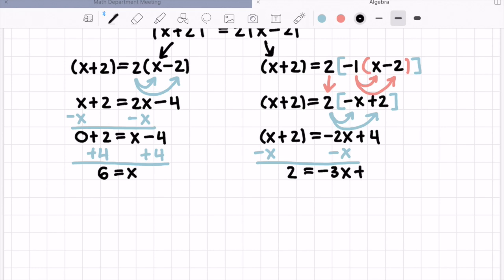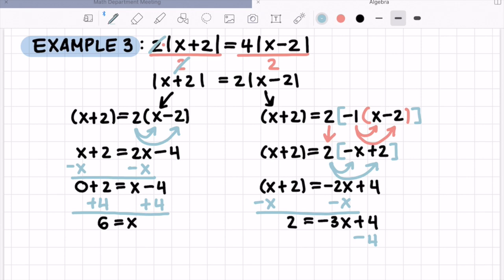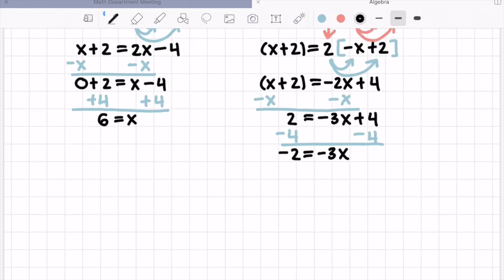And I'm going to drop down that 4. And then the next thing that I'm going to do is combine the 4 and the 2. So I'm going to subtract 4 on both sides. When I subtract 4 on both sides, I am left with negative 2 equaling negative 3x. So since negative 3 is multiplying with the x, I'm going to do the opposite, which is divide by negative 3 on both sides. And now I am left with negative 2 divided by negative 3, which gives me a positive 2 over 3. And so I'm left with x equaling 2 over 3.